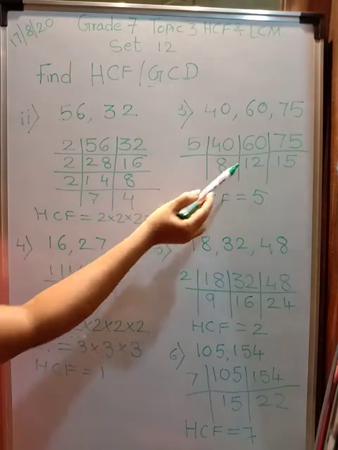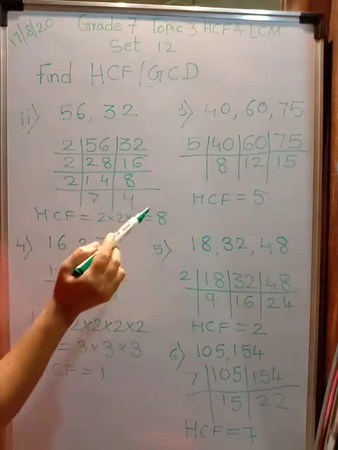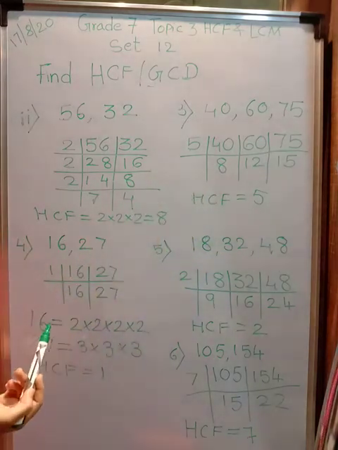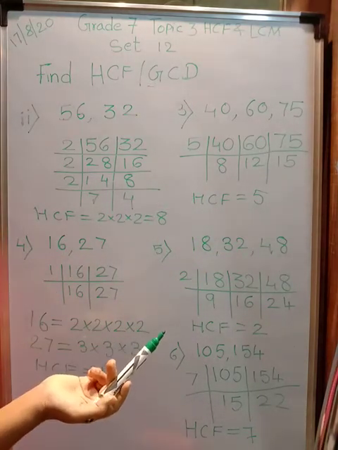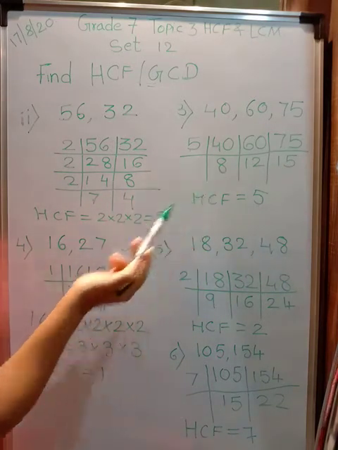These two are divisible by 2, but 15 is not divisible by 2. If you go for 3, these two are divisible by 3 but 8 is not divisible by 3. Next prime number is 5. 15 is divisible by 5 but 12 and 8 are not divisible by 5.